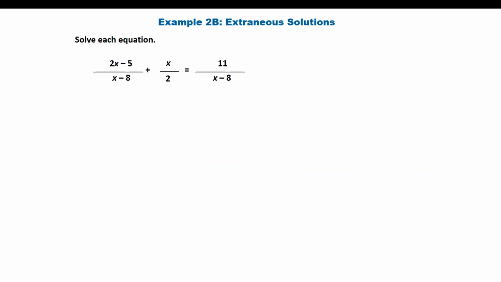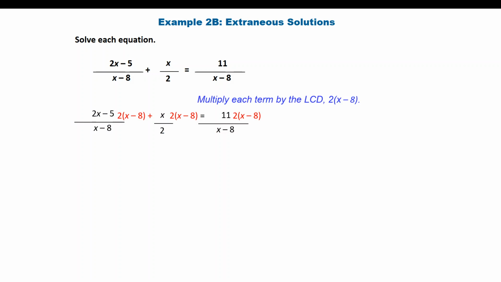All right, here's another example. Again, the first thing we want to do is take a look and see if we can find a common denominator, the least common denominator. And I see that it's going to be 2 times x minus 8. So what I want to do is go through and multiply each term times 2 times x minus 8. So here's what that's going to look like.